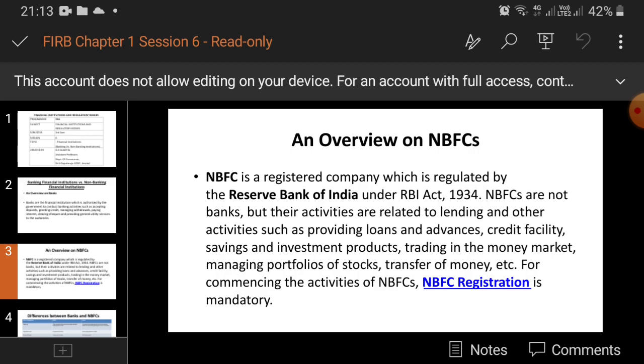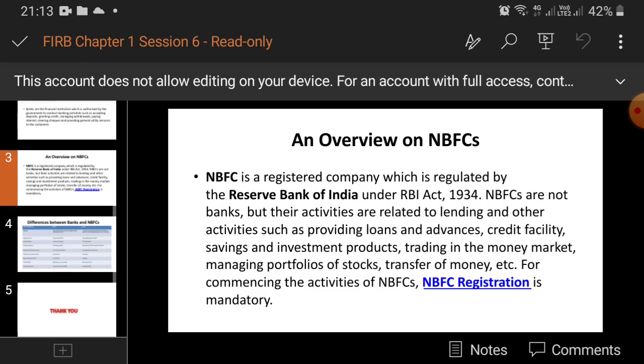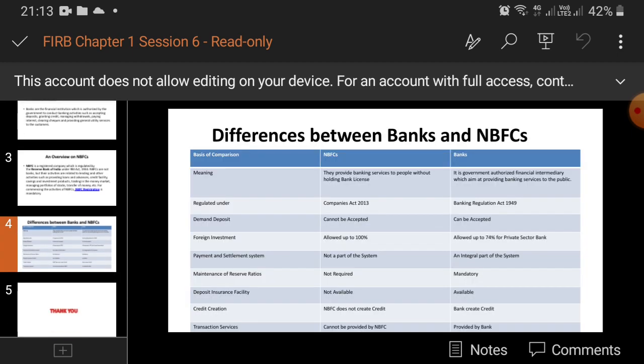So only with the registration, Reserve Bank of India will have hold on the functions of NBFCs. So though both the banks and non-banking financial companies are regulated by RBI, there are a set of points of differences between these two. Let us take them in detail.